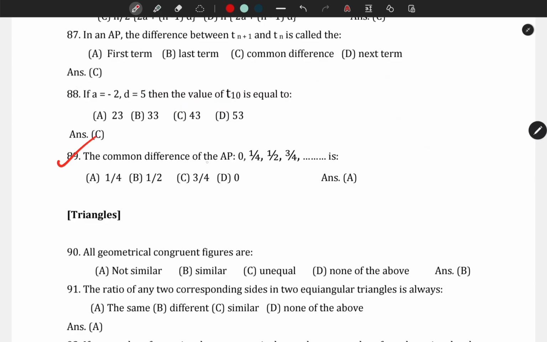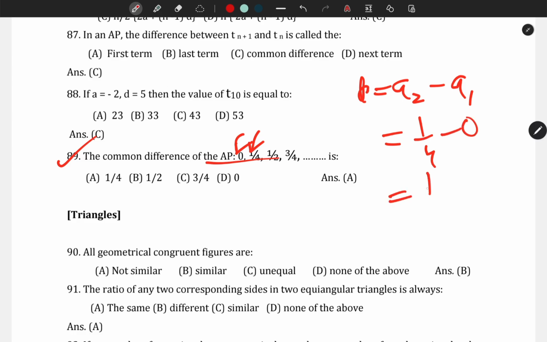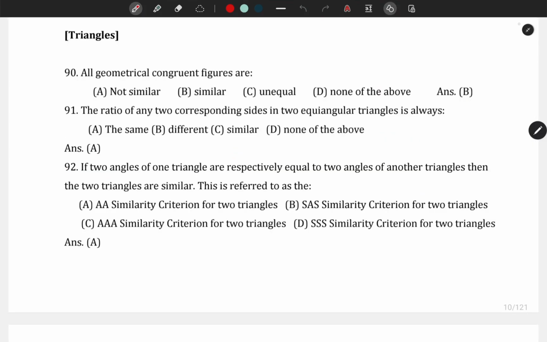Question 89: the common difference of the AP. To find the common difference, it will be the second term minus the first term. So d is a2 minus a1, and a2 here you can see is 1 by 4, minus the first term, which is 0. Anything minus 0 will remain the same, so it will be 1 by 4. So the common difference is A, 1 by 4.